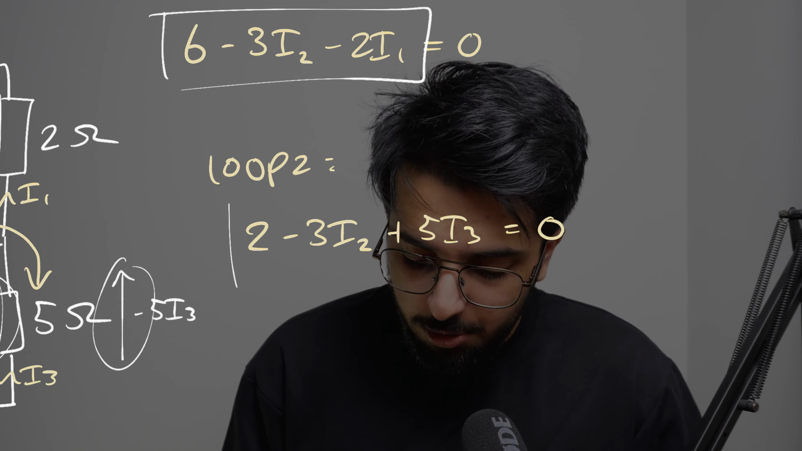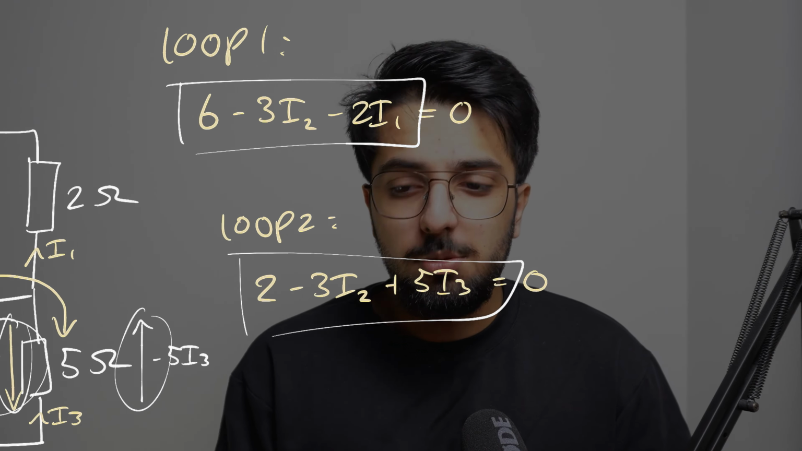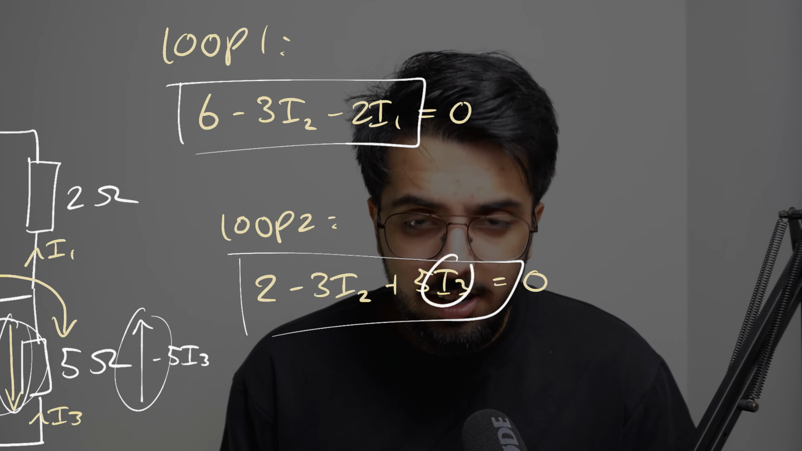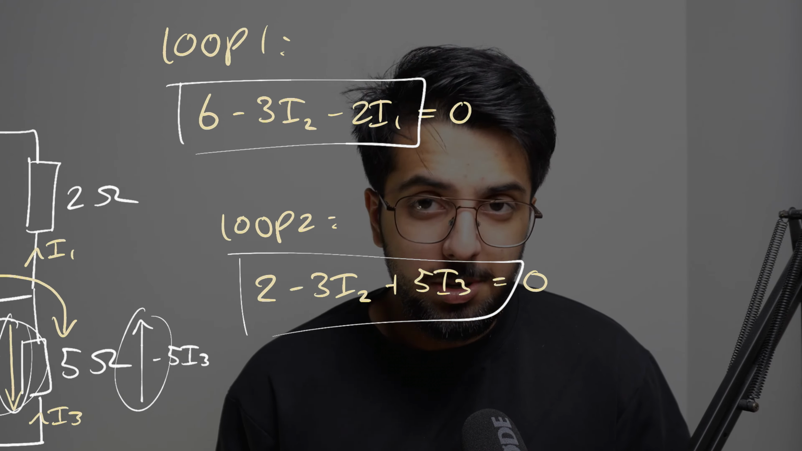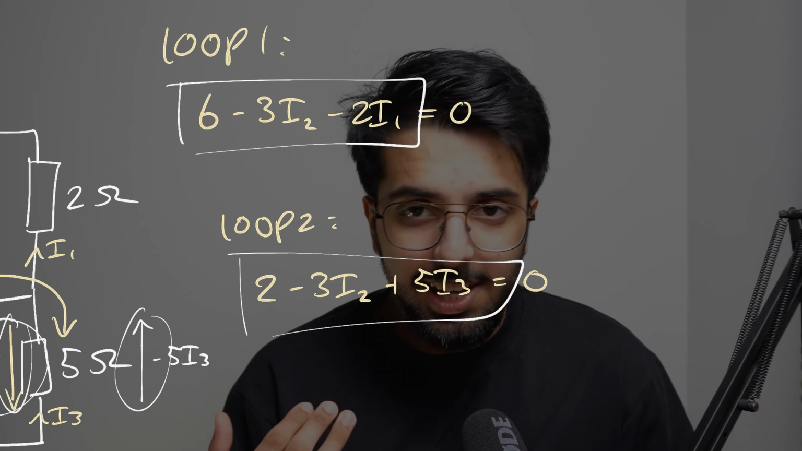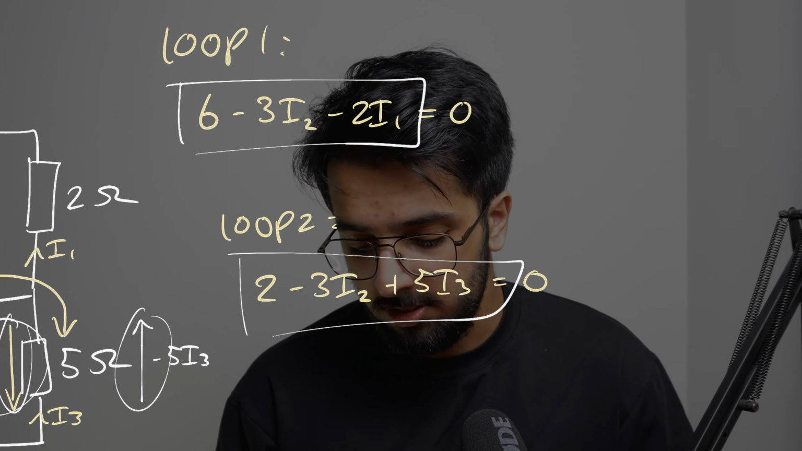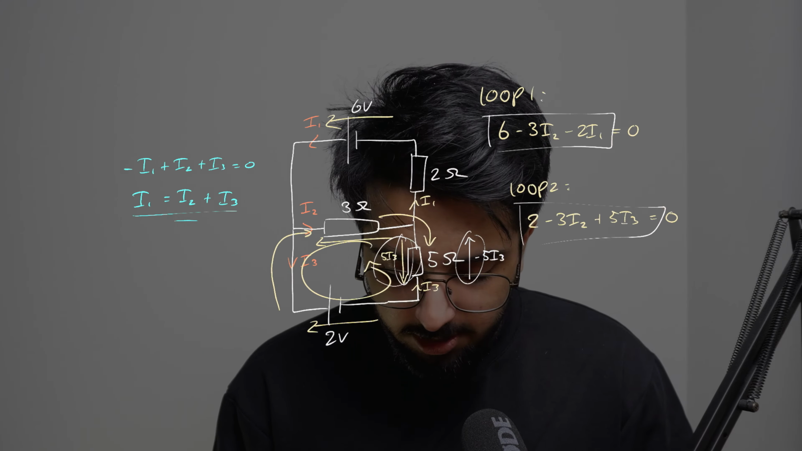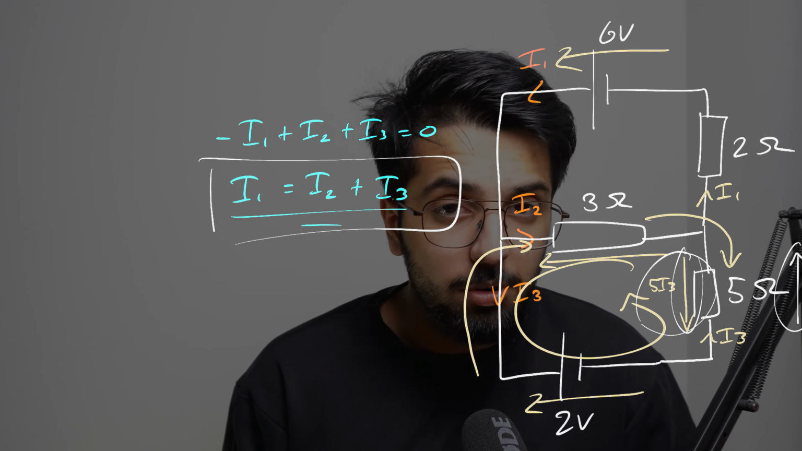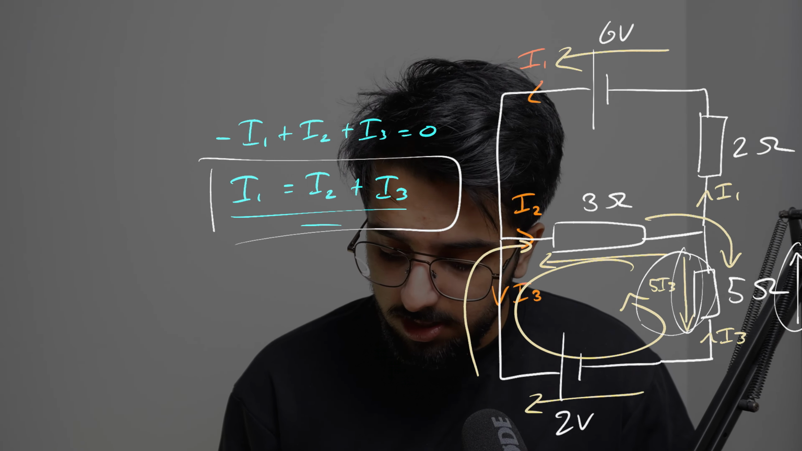Now, as you can see, we have 2 equations right here. However, one thing that you might have noticed is that we've introduced another unknown. And so therefore, now that we have introduced 3 unknowns, we need a 3rd equation in order to solve this. The good thing is that we have defined Kirchhoff's current law as before, okay? And so we can use this in our equation.